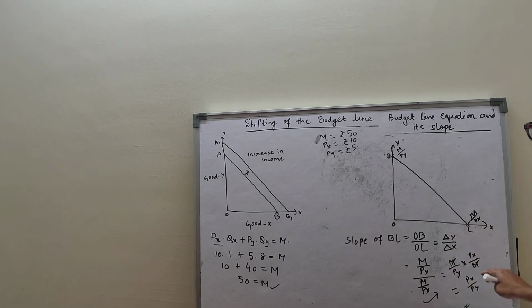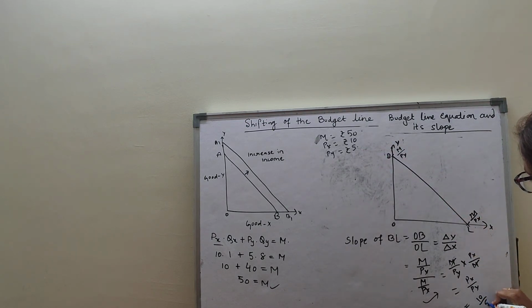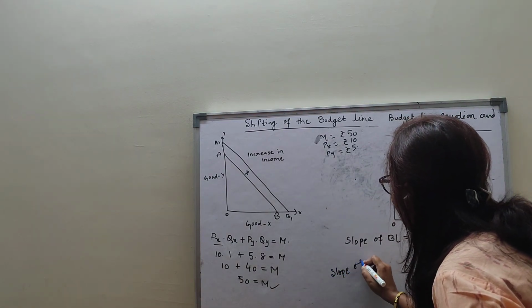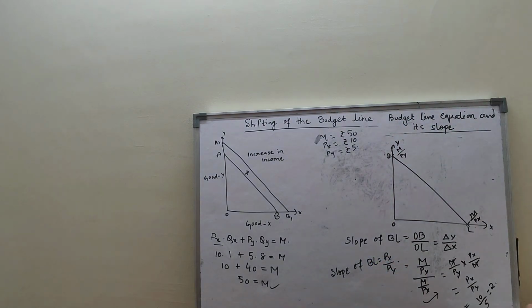So what is the price of X? Price of X is 10 and price of Y is 5. See, 2. So we can calculate the slope of the budget line by dividing the price of X by the price of Y. Isn't it? So slope of BL is equal to price of X by price of Y. We can calculate it this way also. So the slope of the budget line is the ratio of the prices of the two goods.